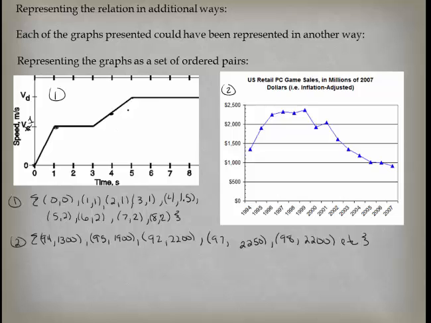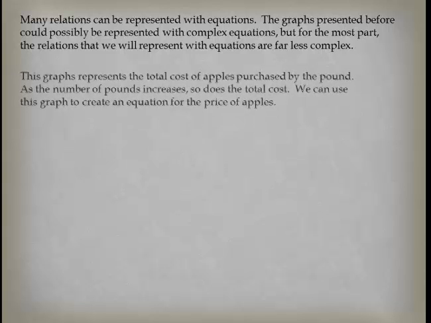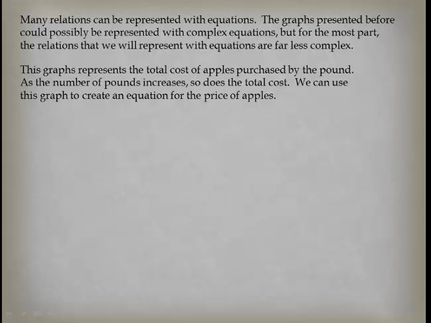But as you can see, each of these graphs could be represented as a set of ordered pairs. You just find the coordinates on the graph, and those are your ordered pairs. Many relations can also be represented with equations. Now, the graphs that we showed a moment ago could be presented with complex equations, but because they're not linear and they don't follow an exact pattern of a parabola or some other graphs that we're really familiar with, they would be very complex equations. However, we can write the equations for graphs of straight lines very easily.